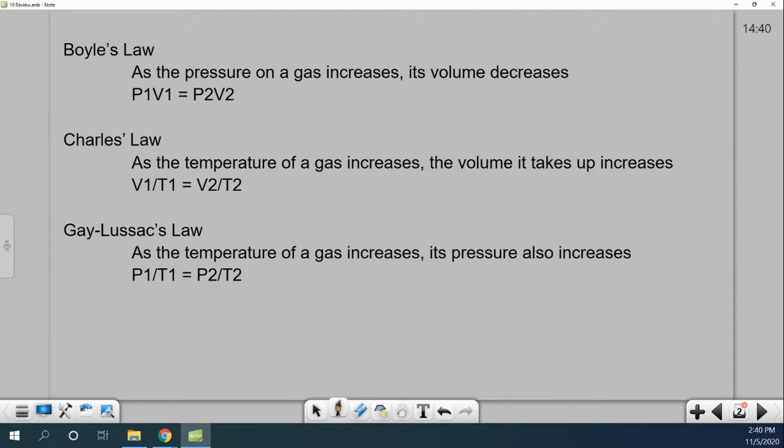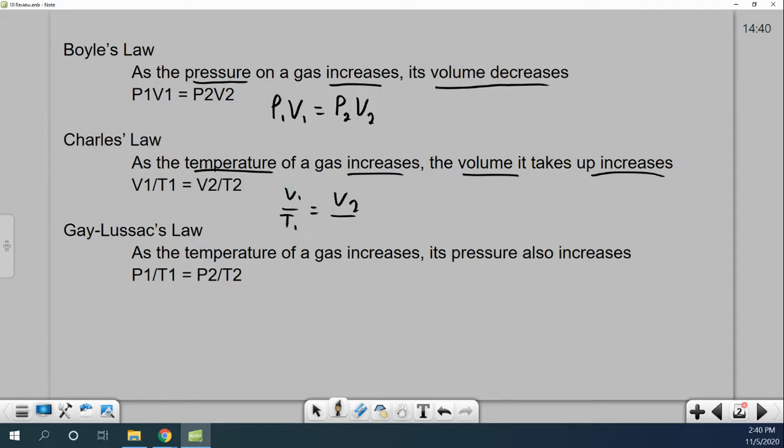Then we talked about 3 of our gas laws: Boyle's law, Charles' law, and Gay-Lussac's law. Boyle's law talks about if pressure increases, volume decreases. So as you pressurize something, it gets squished. P1V1 is P2V2. They are inversely proportional. Charles' law talks about if the temperature increases, we notice that volume increases. V1 over T1 is V2 over T2. So they are directly proportional. As one goes up, the other has to go up as well.